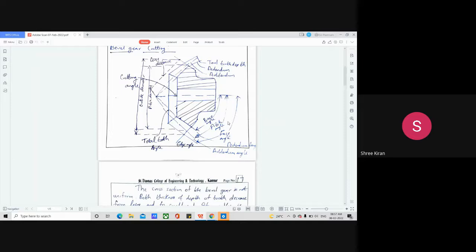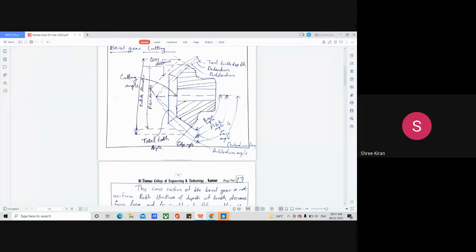So in the case of bevel gear cutting, that is the milling process, the cross section is always defined. The cross section of the bevel gear tooth is not uniform, but both thickness and depth of the tooth decrease from the large end to the small end.